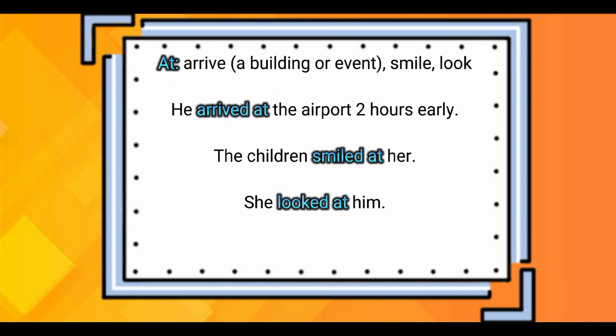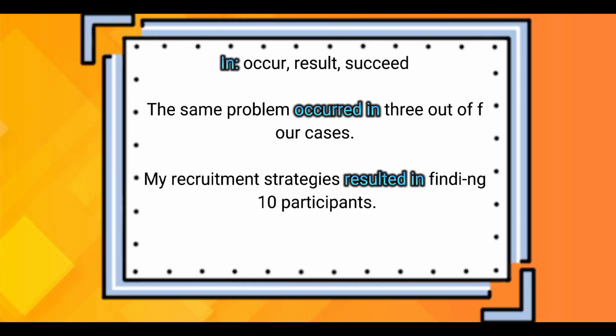At: arrive at a building or event, smile, look. He arrived at the airport 2 hours early. The children smiled at her. She looked at him. In: occur, result, succeed. The same problem occurred in 3 out of 4 cases. My recruitment strategies resulted in finding 10 participants.